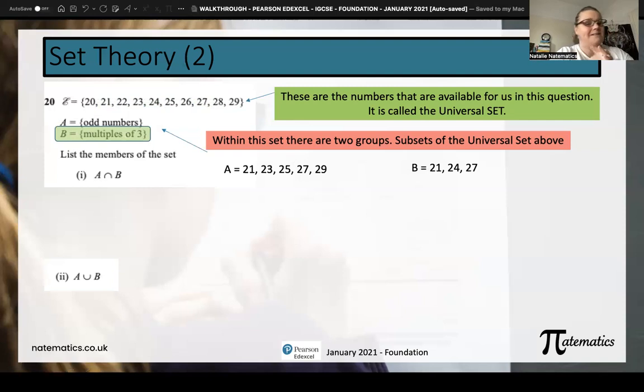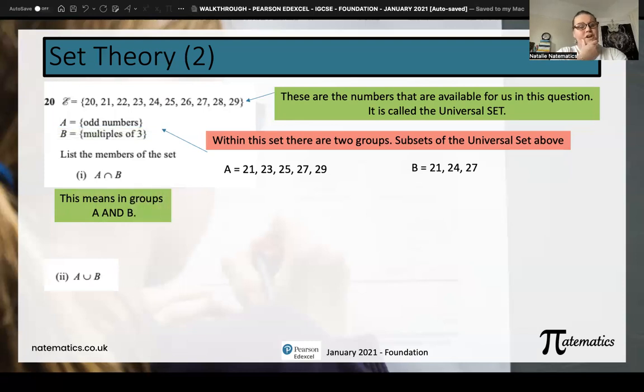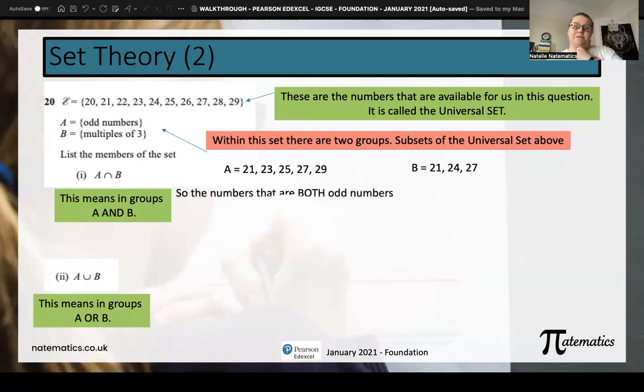Next, it's asking us to list the members of the set A intersection B. Basically, this is A and B. So what numbers are in both set A and set B? We're just going to look here and say, okay, 21 is common, and 27 is common. So A and B will be 21 and 27.